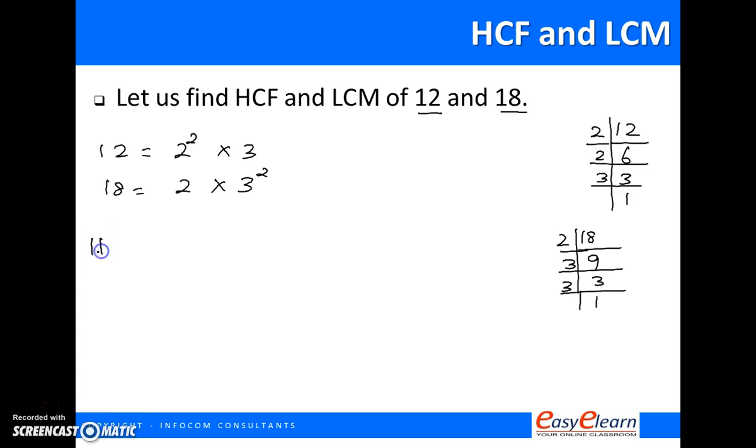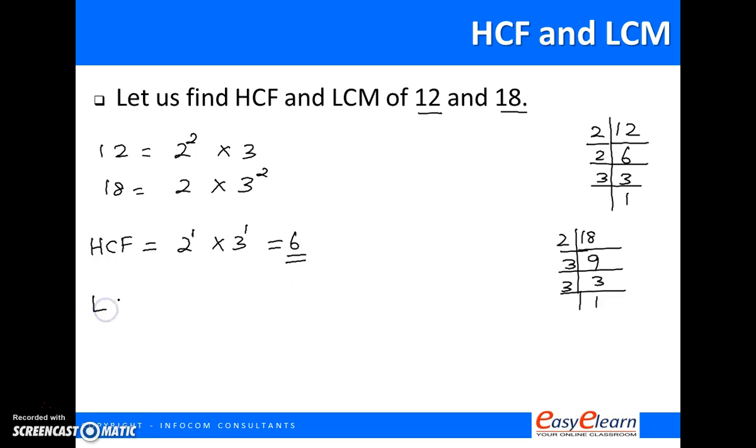So when you want to find the highest common factor, you look at the power of 2. Here we have 2 power 2, here 2 power 1. You take the smallest, which is 2 power 1. Similarly, you have 3 power 1 here and 3 power 2 here. The smallest is 3 power 1. So the answer for highest common factor is 6.